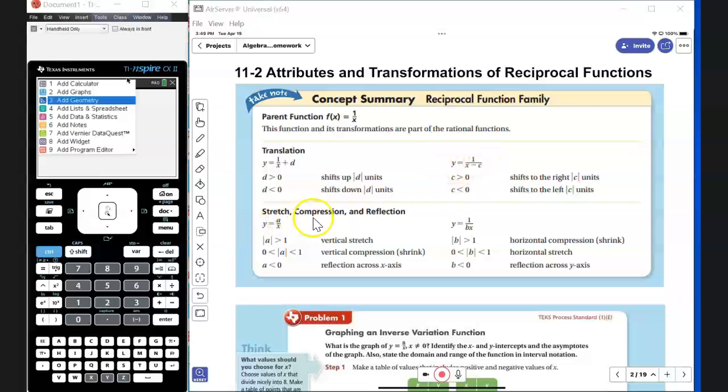Stretch, compression, and reflection. This will be a vertical stretch if the a is in the numerator. And if the value is in the denominator, it's going to be a horizontal compression or stretch. And here it says vertical compression. If it's less than 1, it will be a stretch. If it's greater, it will be a compression. Kind of follows the same pattern as we did in our last lesson.